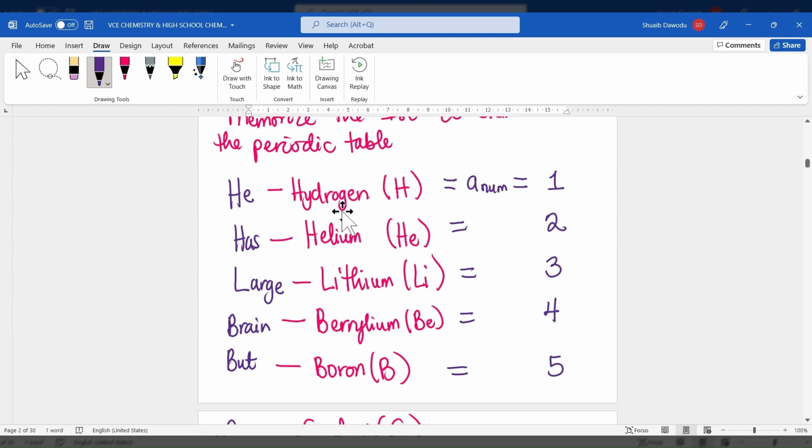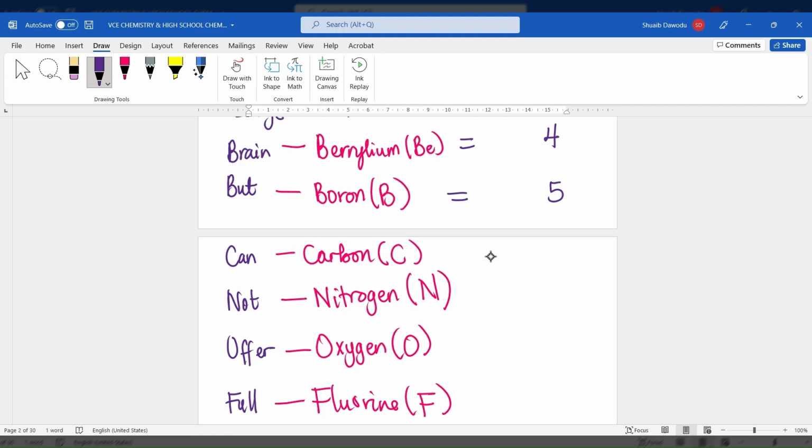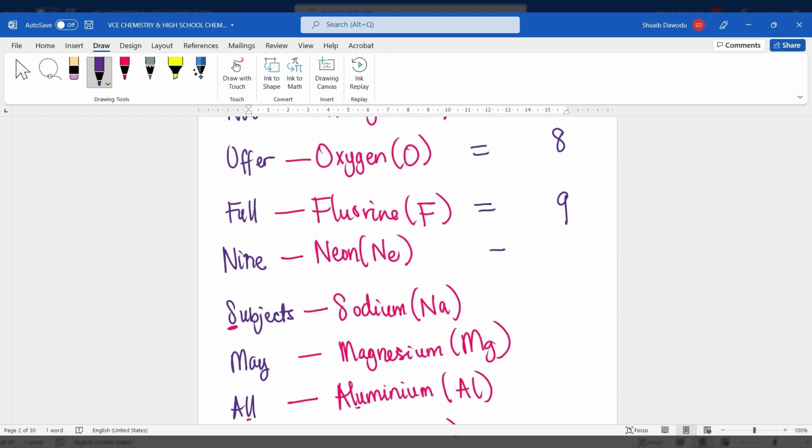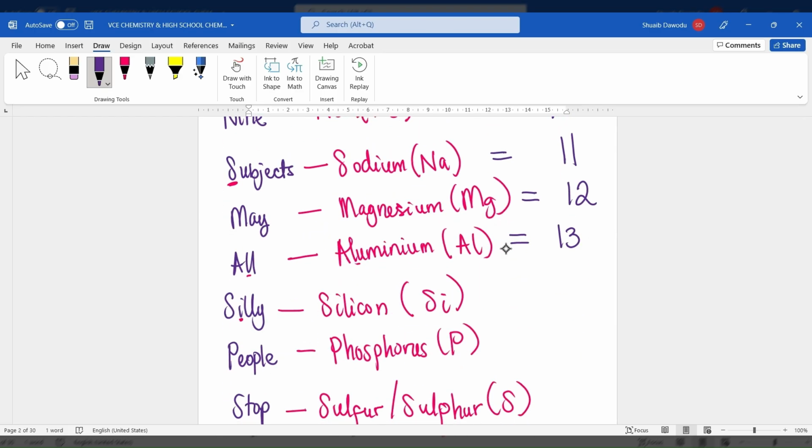The atomic number, of course, is 5. You've got a situation where carbon, the atomic number is 6. Here, nitrogen is 7. Atomic number for oxygen is 8. Atomic number for fluorine is 9. Atomic number for neon is 10. Atomic number for sodium is 11. Atomic number for magnesium is 12. Atomic number for aluminium is 13. Atomic number for silicon is 14. Atomic number for phosphorus is 15.